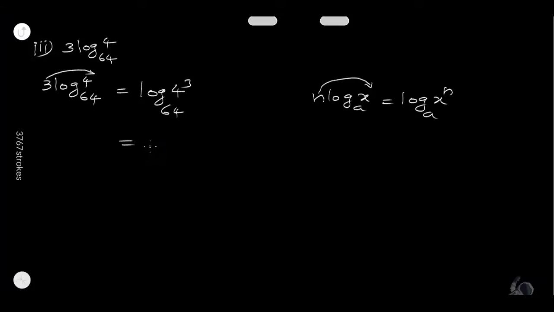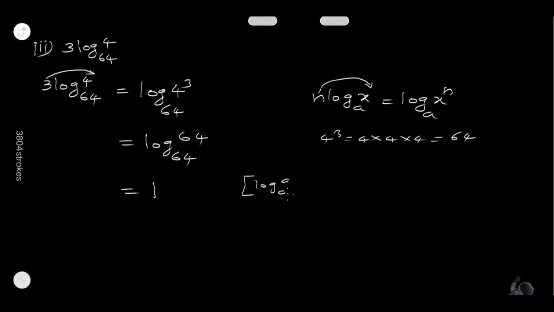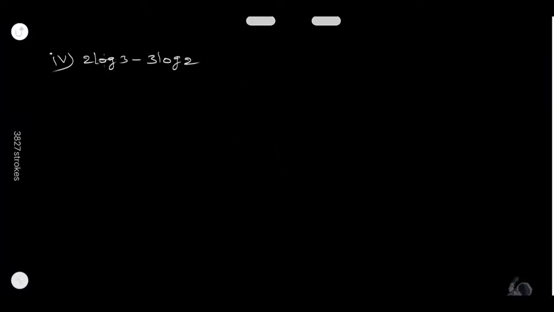So that is equal to log 4 power 3, which is 4 into 4 into 4, 3 times. So that is equal to 64. So log 64 to the base 64. The log 64 base 64 value is 1, since we have the formula log a to the base a value is 1.